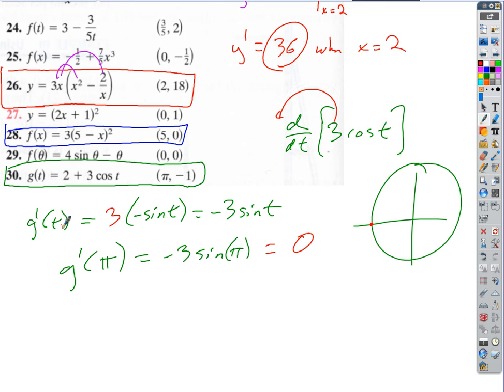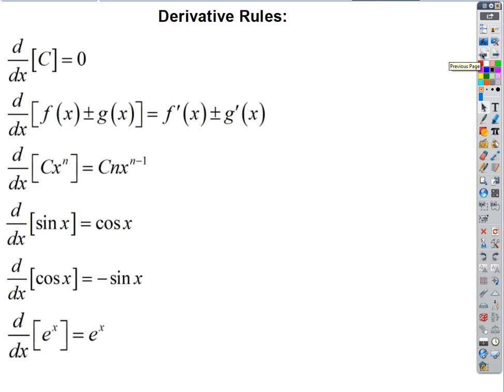Sine is going to be negative cosine? Okay, so that's the rule that goes back to here. Derivative of cosine is negative sine. Okay.